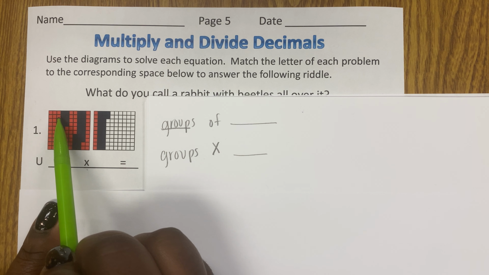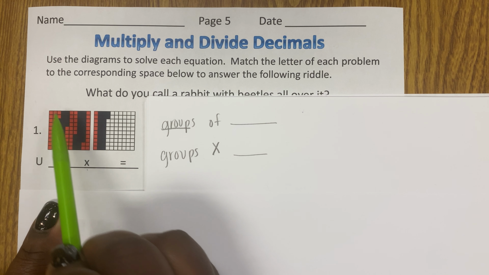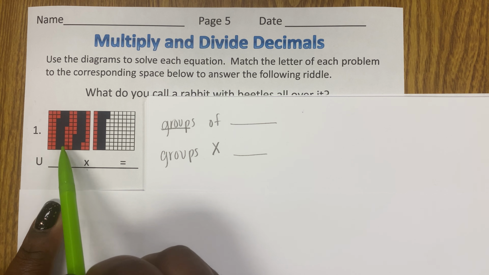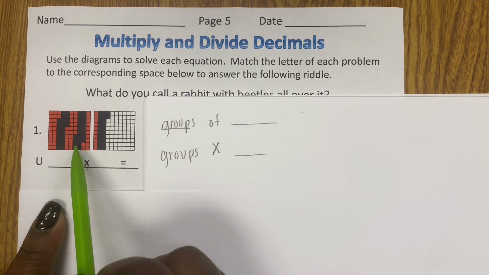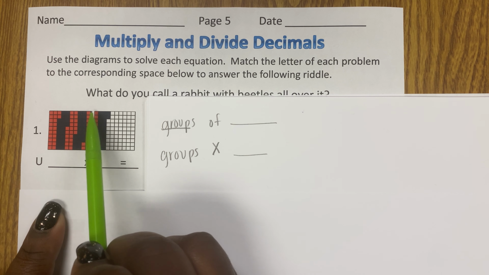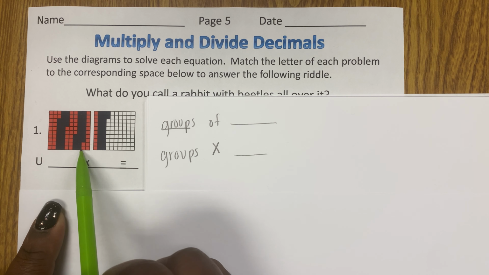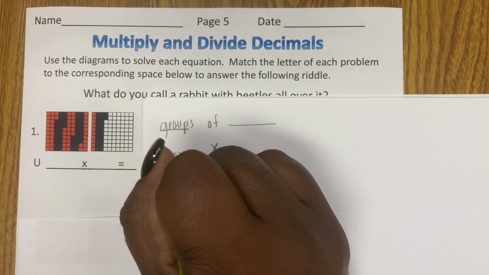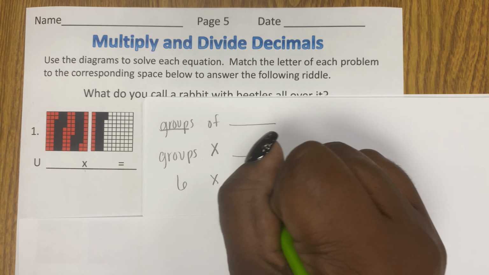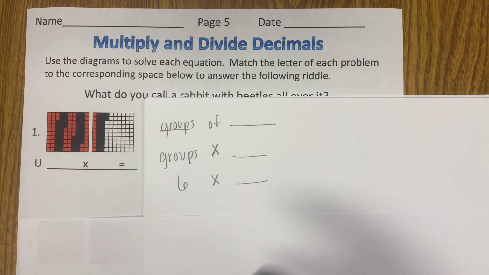So I'm going to look, I see this is one group, and I know that because it's all one color. Here's our second group. Here is our third group. Here is our fourth group. Here is our fifth group. And here is our sixth group. So we know that there are 6 groups of, let's figure out how many are in each group.